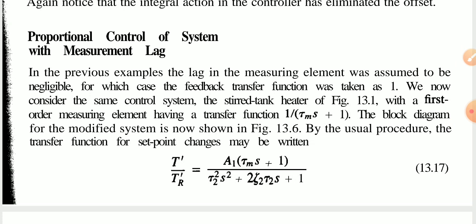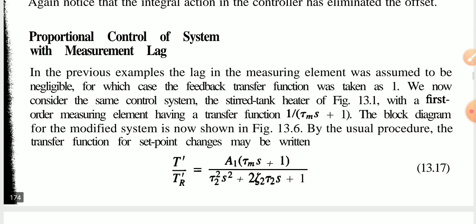In the previous lecture we saw proportional-integral control for a set point change and also load change. The servo problem and the regulator problem we have already seen. So the last point for today is proportional control for a system with a measurement lag. We will discuss it in detail with the equation part and also the explanation part.